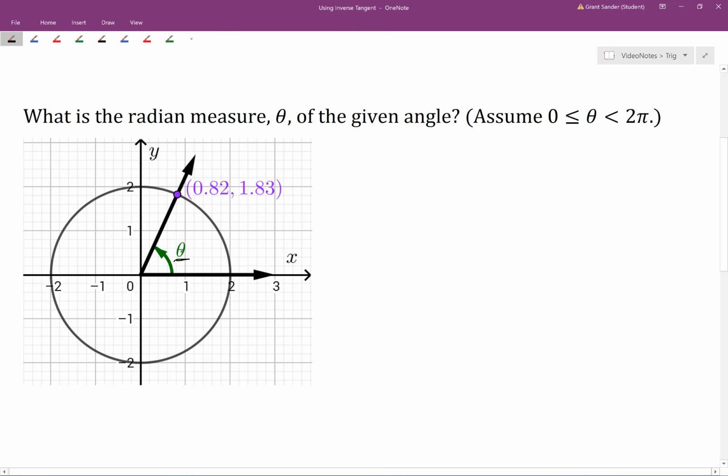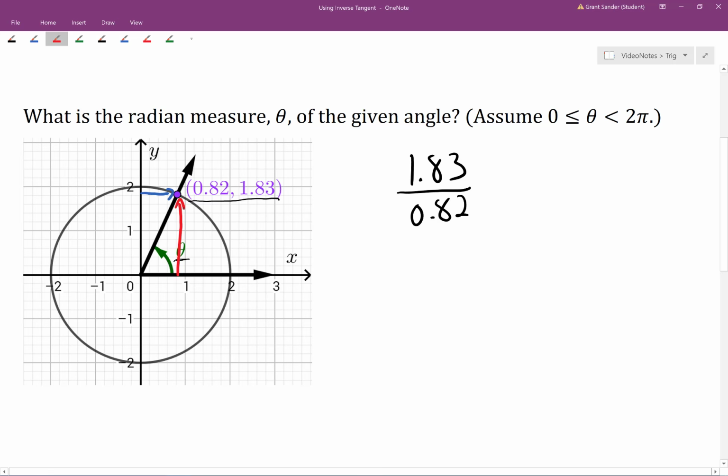So if we want to use the inverse tangent function, we need to recall that the tangent function itself outputs the slope of the terminal ray. If we want to know the slope of this terminal ray, we can use the terminal point's location. In this case, the terminal ray has a slope of 1.83 divided by 0.82. And that's just because this terminal ray is 0.82 units to the right of the center of the circle and 1.83 units above the center of the circle.